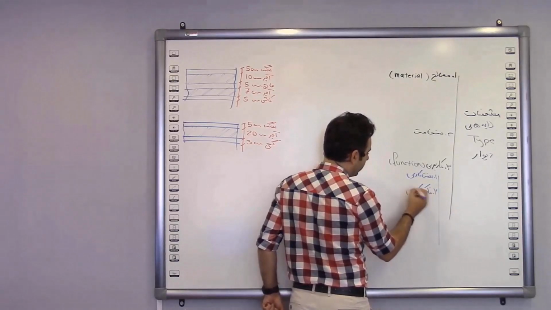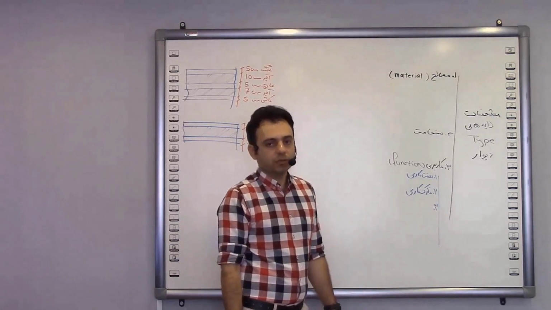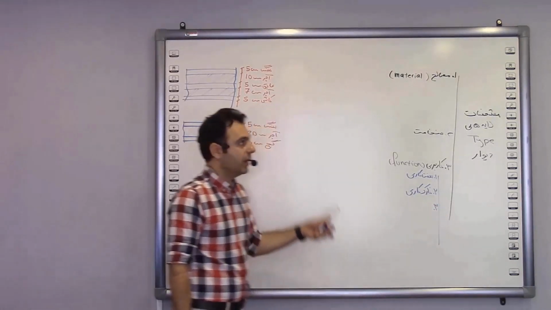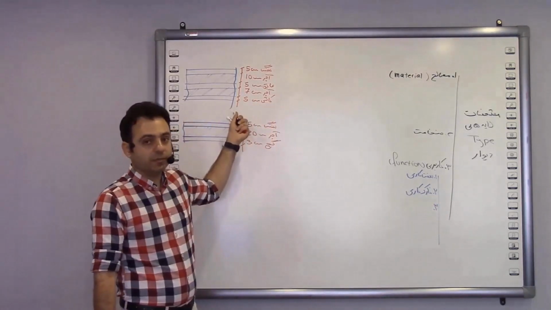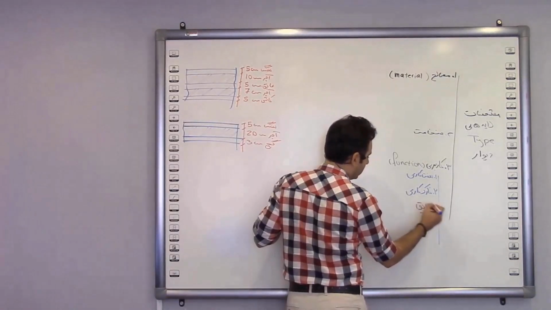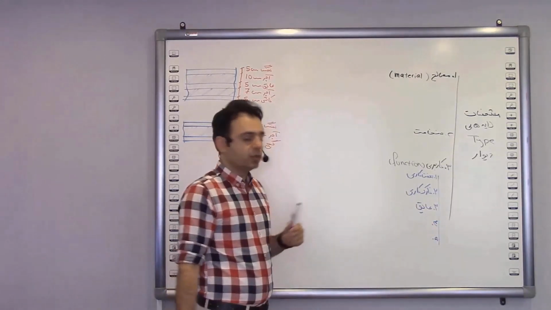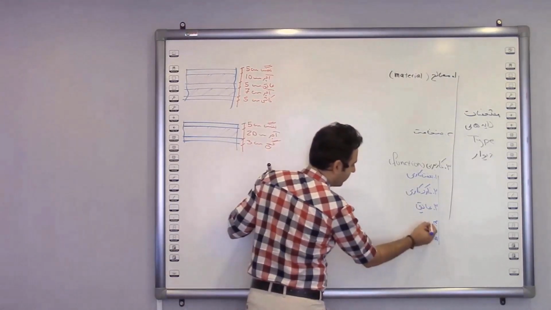Number 3. Can you say what it is? You can see it here if you pay attention. What is number 3? That's right. Number 3 is thermal insulation. Now, you might not be able to guess number 4 and 5.